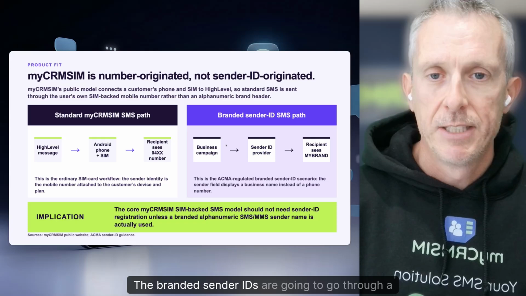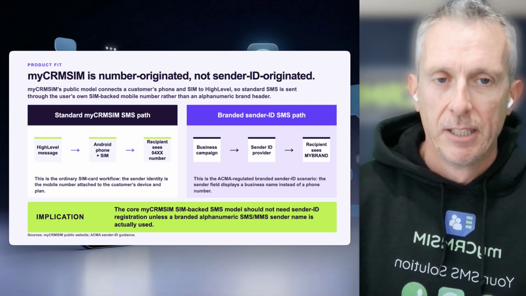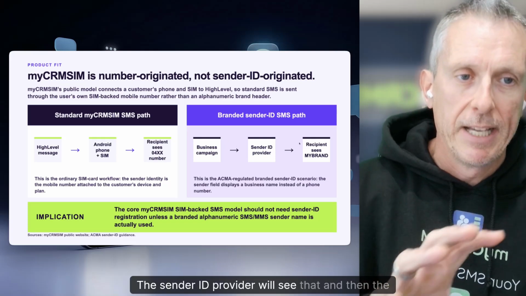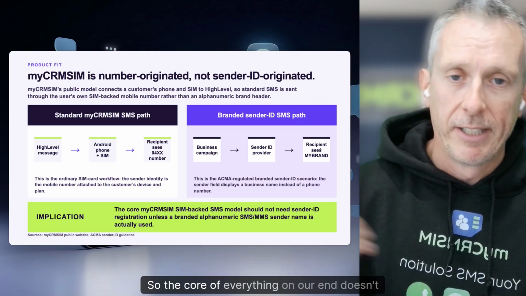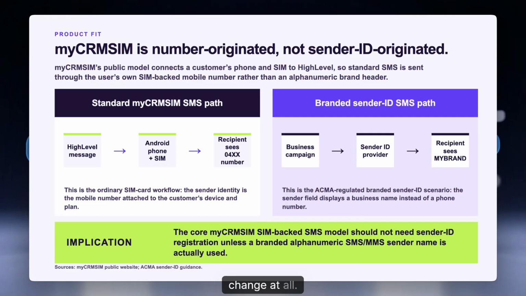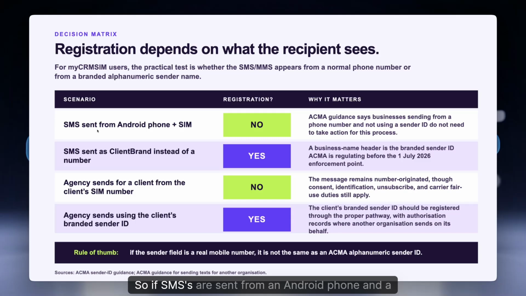The branded sender IDs are going to go through a business campaign. The sender ID provider will see that, and then the recipient will see the brand. Okay, so the core of everything on our end doesn't change at all. So there's a few different scenarios. So if SMS is sent from an Android phone and a SIM, you don't need to do registration.